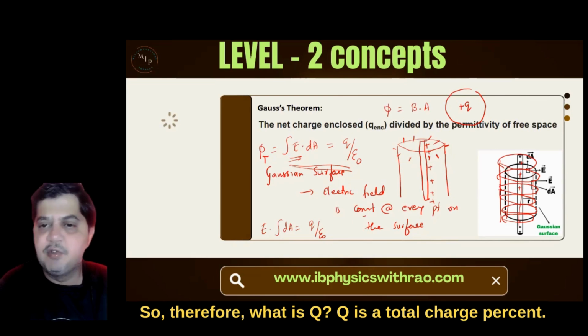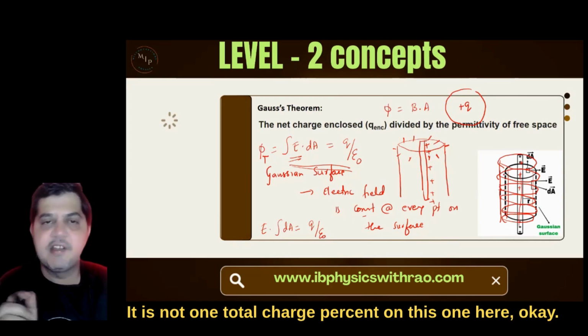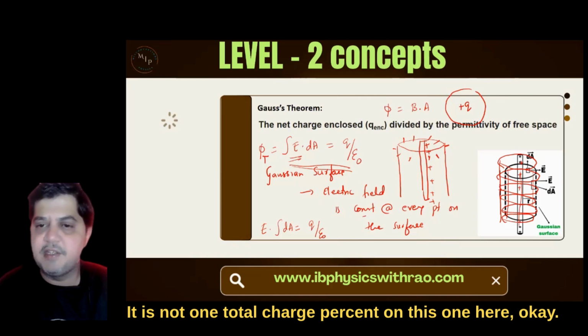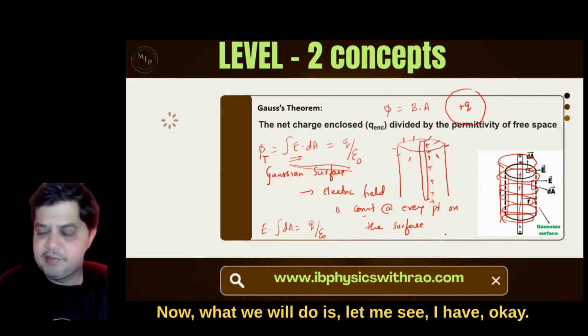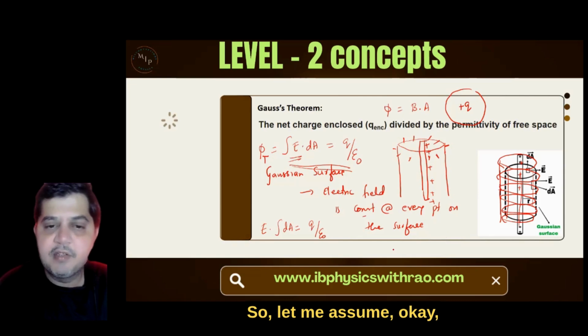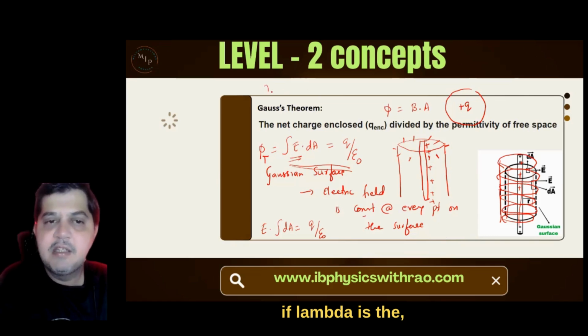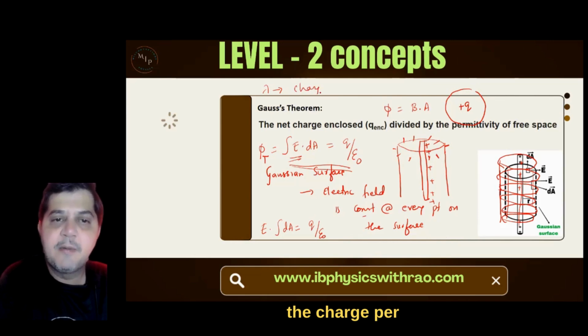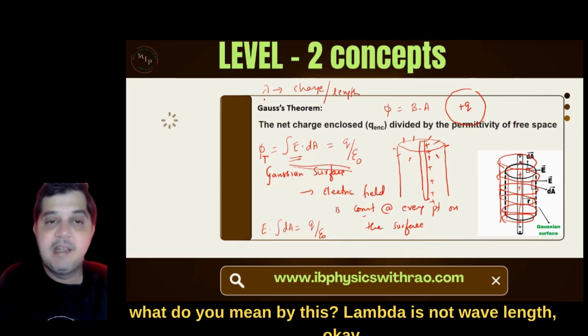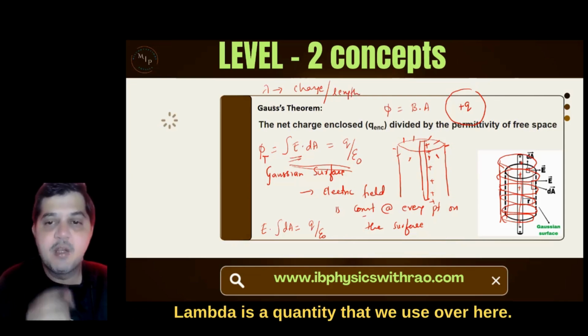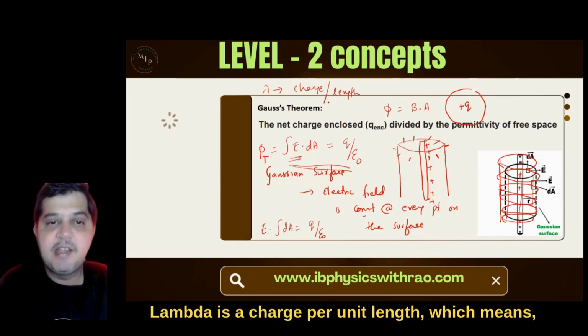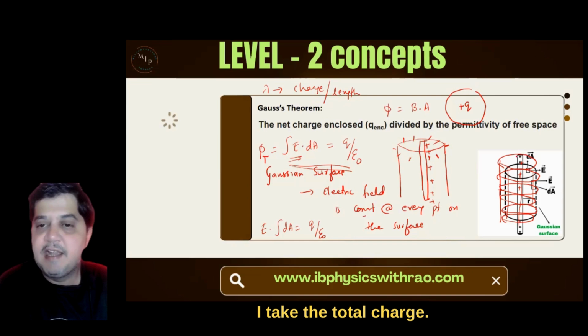So what is Q? Q is the total charge present. It's not one charge, it's the total charge present on this one here. Okay, now let me assume lambda is the charge per unit length. What do you mean by this? Lambda is not wavelength. Lambda is a quantity that we use over here. Lambda is the charge per unit length, which means I take the total charge.